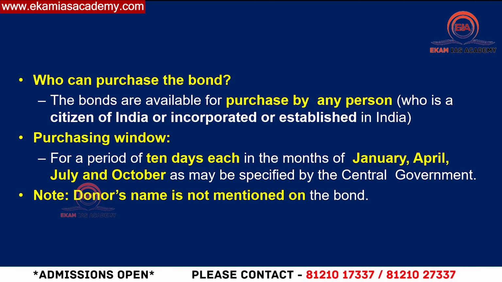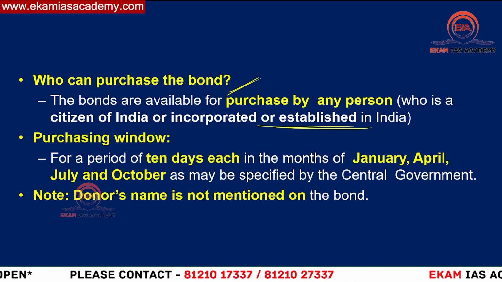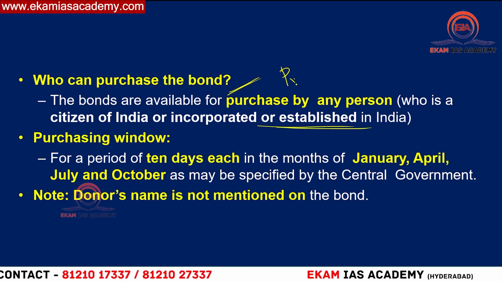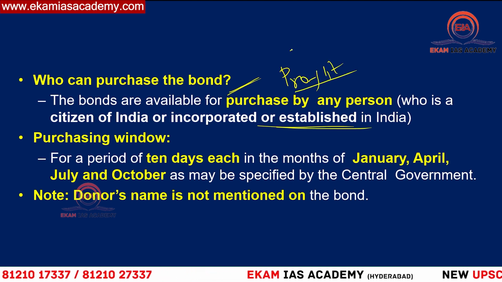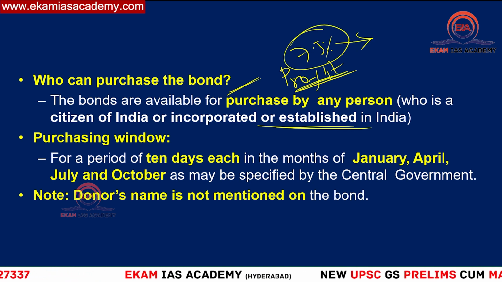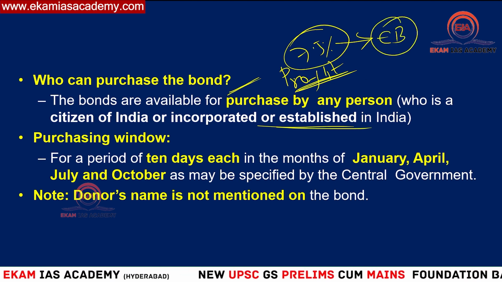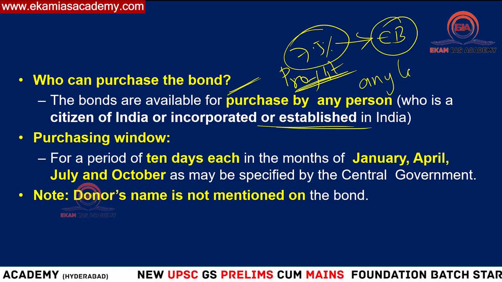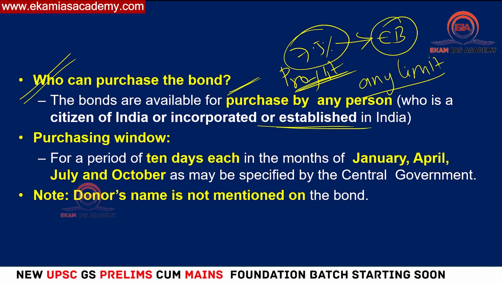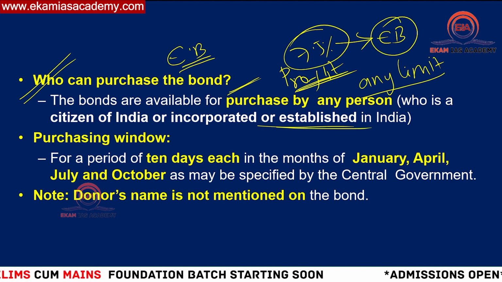Then, most important, who can purchase the bond? A citizen of India, or a company incorporated or established in India. Before electoral bonds, only profit-making companies were allowed, and they could contribute only up to 7.5% of their profits. But with the electoral bond scheme there is no limit, and even loss-making companies can contribute. That was a recent amendment made with the scheme. That means individuals, companies or even foreign entities can contribute.